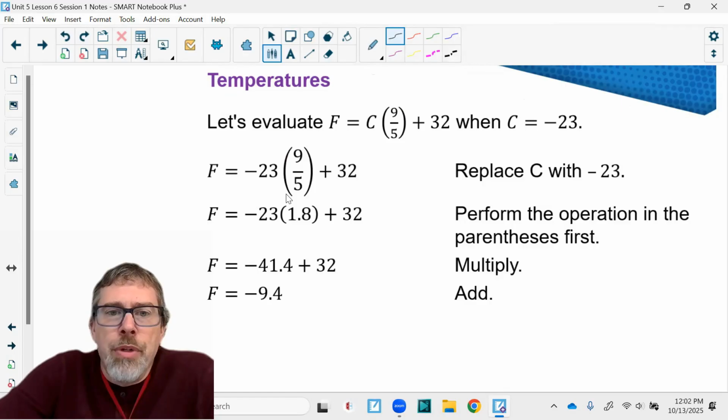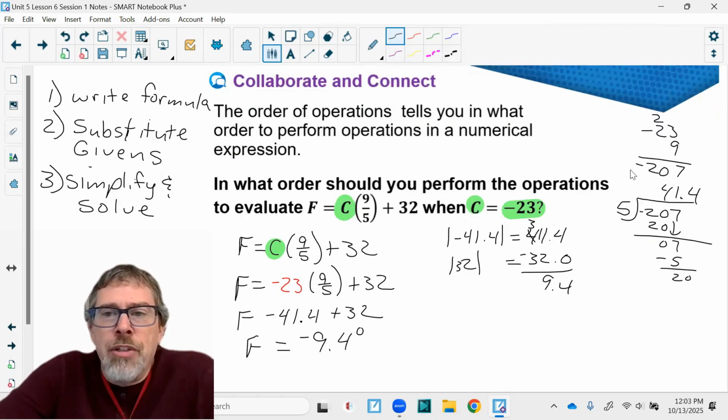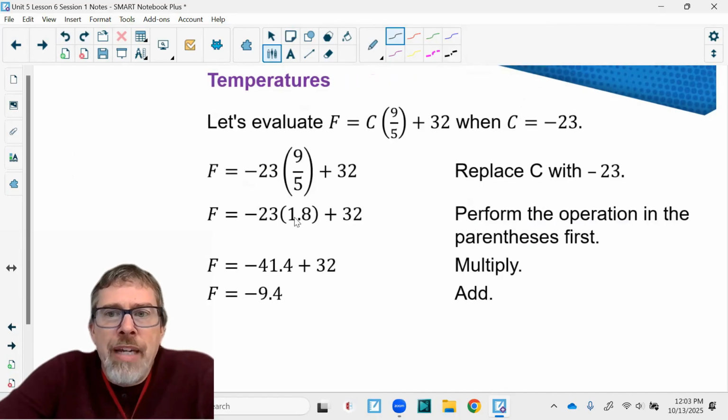Replace C with negative 23. They changed 9/5 to 1.8, which is fine. We can do that. I did it using the fraction by multiplying by the numerator, then dividing by the denominator, which gave us the same value. But negative 23 times 1.8 is negative 41.4, plus 32 is negative 9.4. So if you struggle with using fractions and multiplying and then dividing, you can always change a fraction to a decimal first and then multiply.